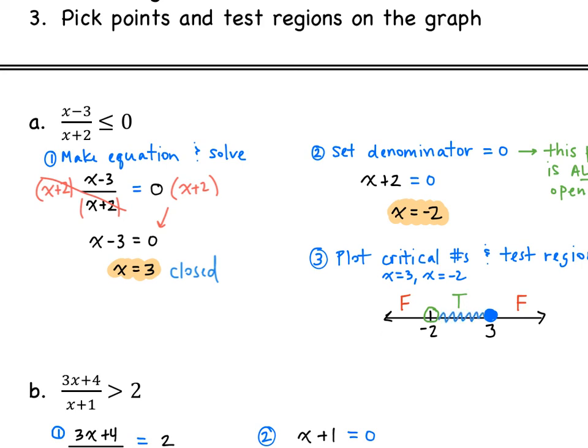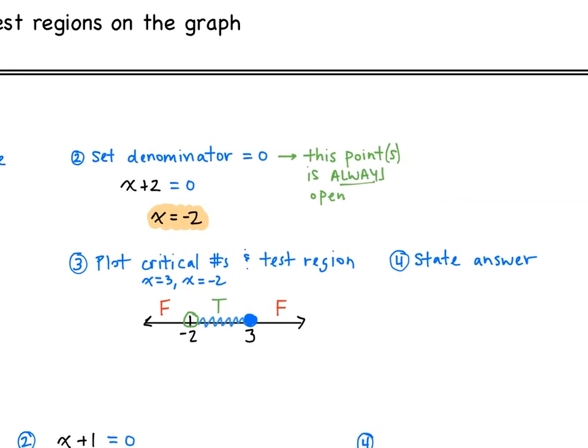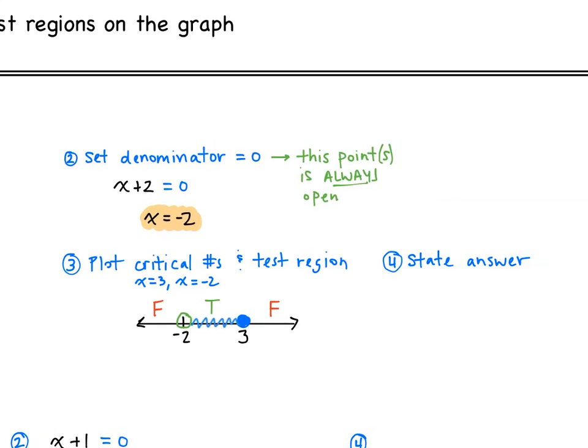Now our last step is simply to state our answer with interval notation. So go ahead, write your answer with interval notation. I'm shading in between, and I see I have an open circle at negative 2, so I have a parenthesis. Negative 2 to 3, and at 3 I have a closed circle, so I have a bracket.